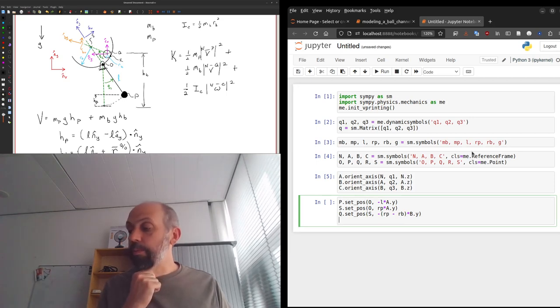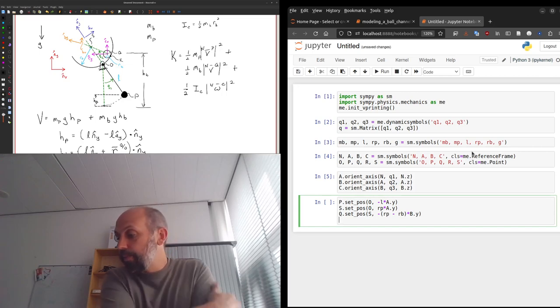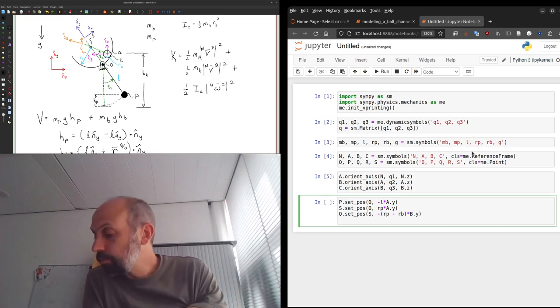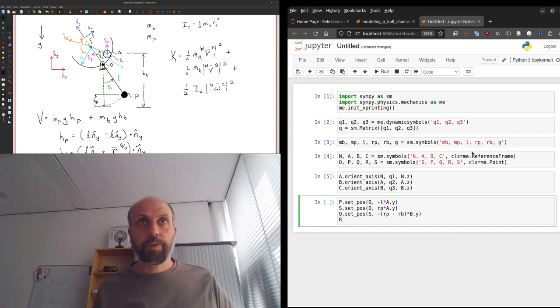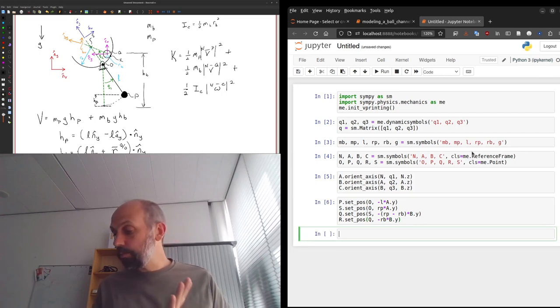Lastly, that point R is always in contact with the trough. It's the point fixed at an instantaneous time on the disk, and it's always at the point that's in contact at that given time. So we can set that position too. R from Q is always in the negative B.y direction, and it's RB. All right, so I think that sets up all of our points that we're going to need.